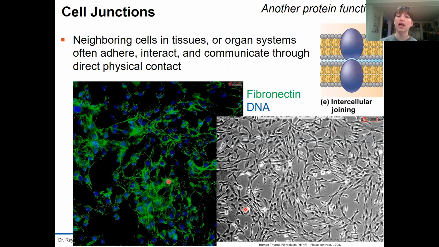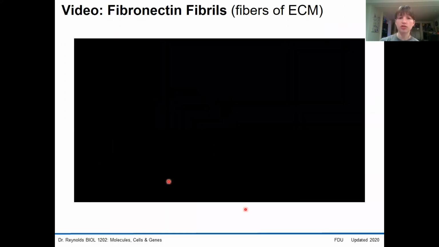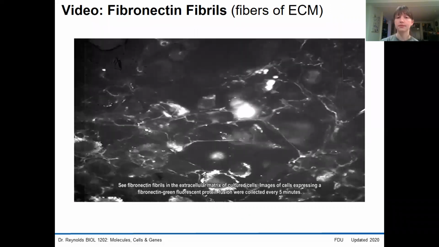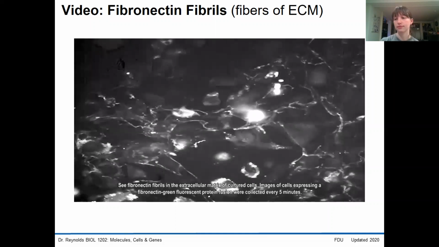One of them is cell interactions or cell junctions. There's more information about this in your textbook, and I would like you to read and understand that these are there, although I'm not going to ask you to know the different types of cell junctions for this class. These cell junctions, however, provide a really important component for this cell to be able to exist in tissues, which, as you know, is critical for you as a multicellular organism. See fibronectin fibrils in the extracellular matrix of cultured cells.